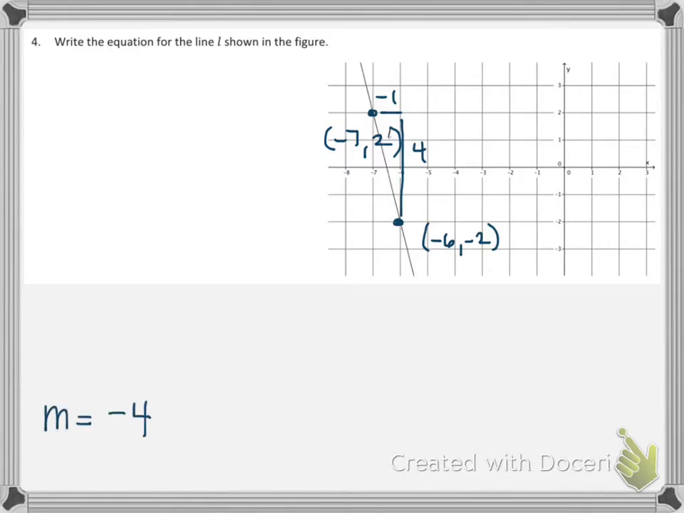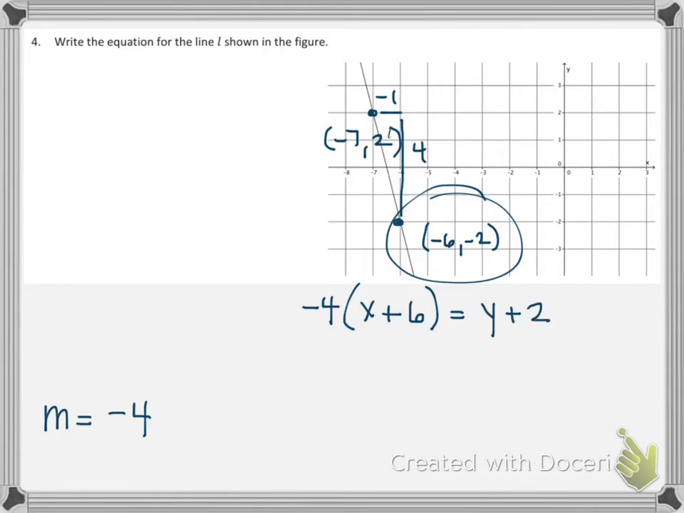And then I can write the equation, negative 4 times x minus our x. We'll use this one. Our x is a negative 6, so that makes this positive 6, is equal to y minus our y is a negative 2, which makes this a positive 2. Point slope equation of that line.